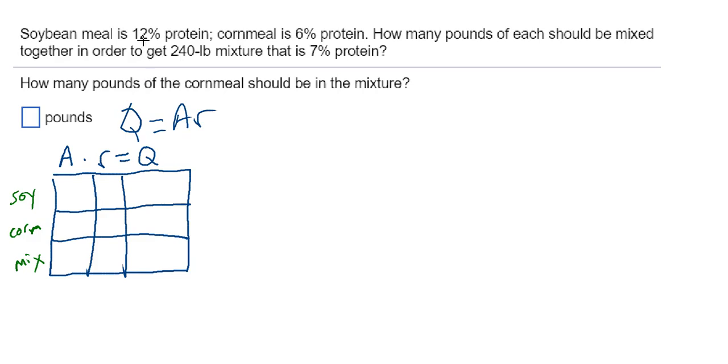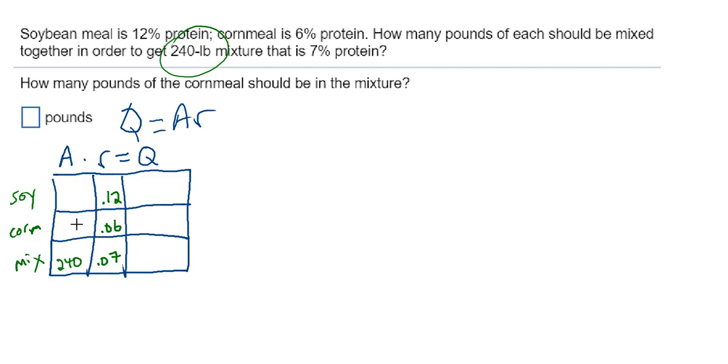So for the soybean meal, it's 12% protein. So we will put 12% for the soybean meal. For the corn meal, it's 6% protein. And for the mixture of the two that I'm creating, I want it to be 7% protein. We know the mixture is supposed to be 240 pounds. And so that's the amount of the mixture.